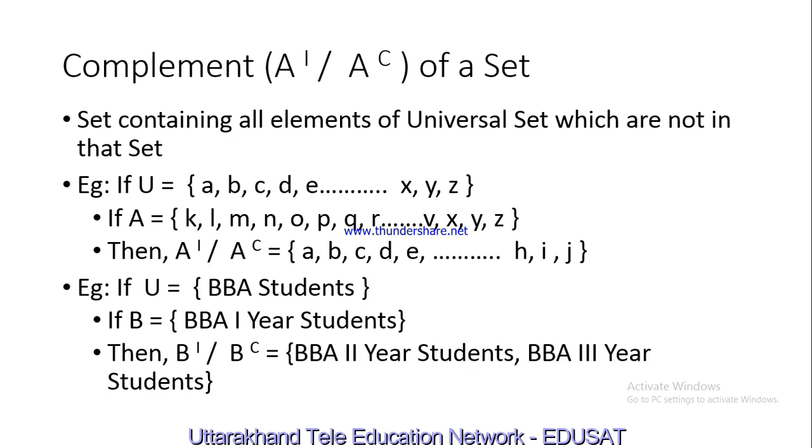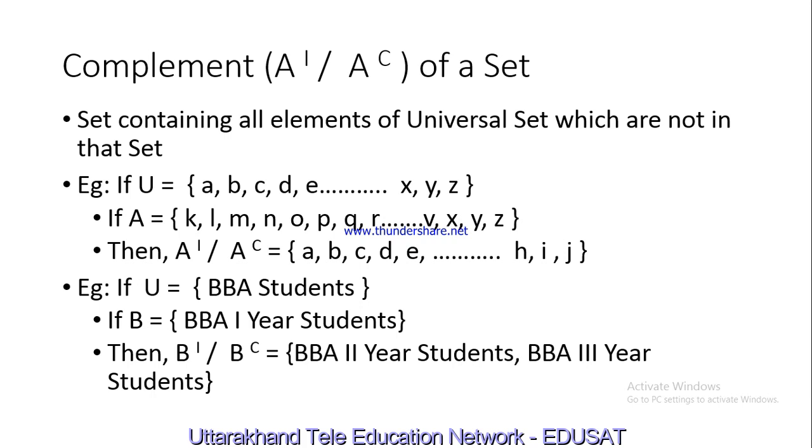Let us take one more example. If the universal set, the context here is different, the universal set denotes all the BBA students, and if B is another set which denotes the BBA first year students, then what will be the complement of B, or what will be B dash, or what will be B^C? B^C or B dash, they are all symbols which denote the complement. So what would be the complement of B?